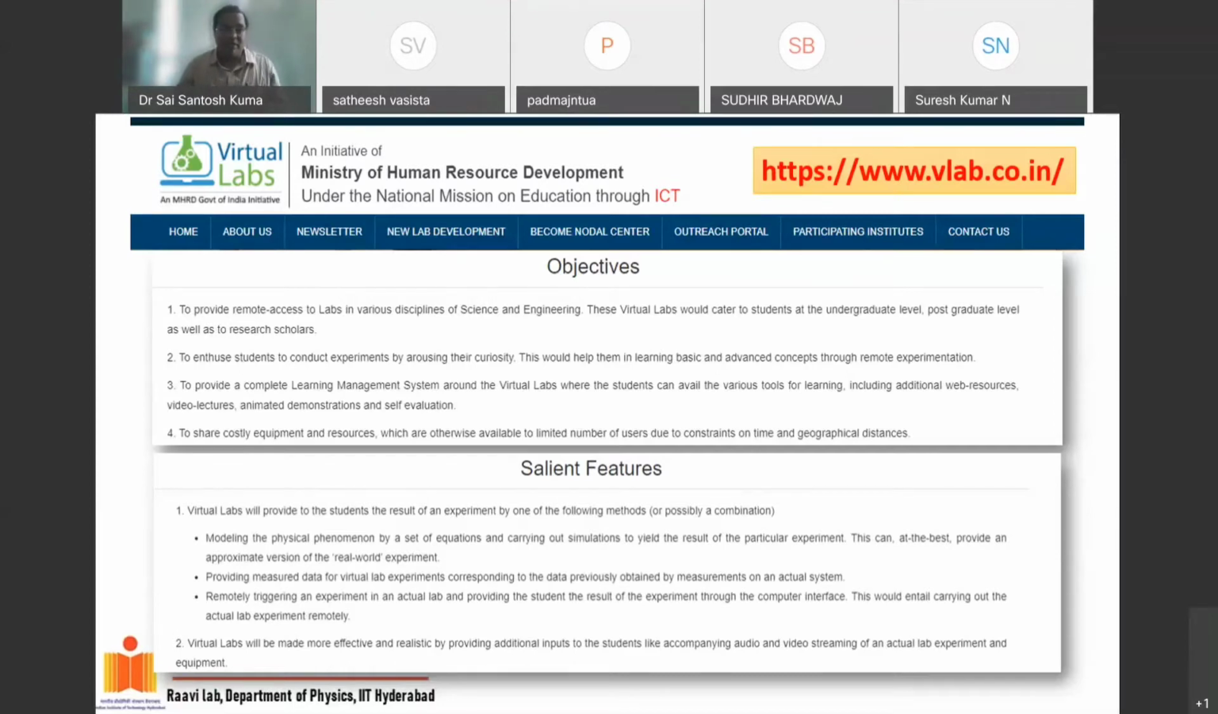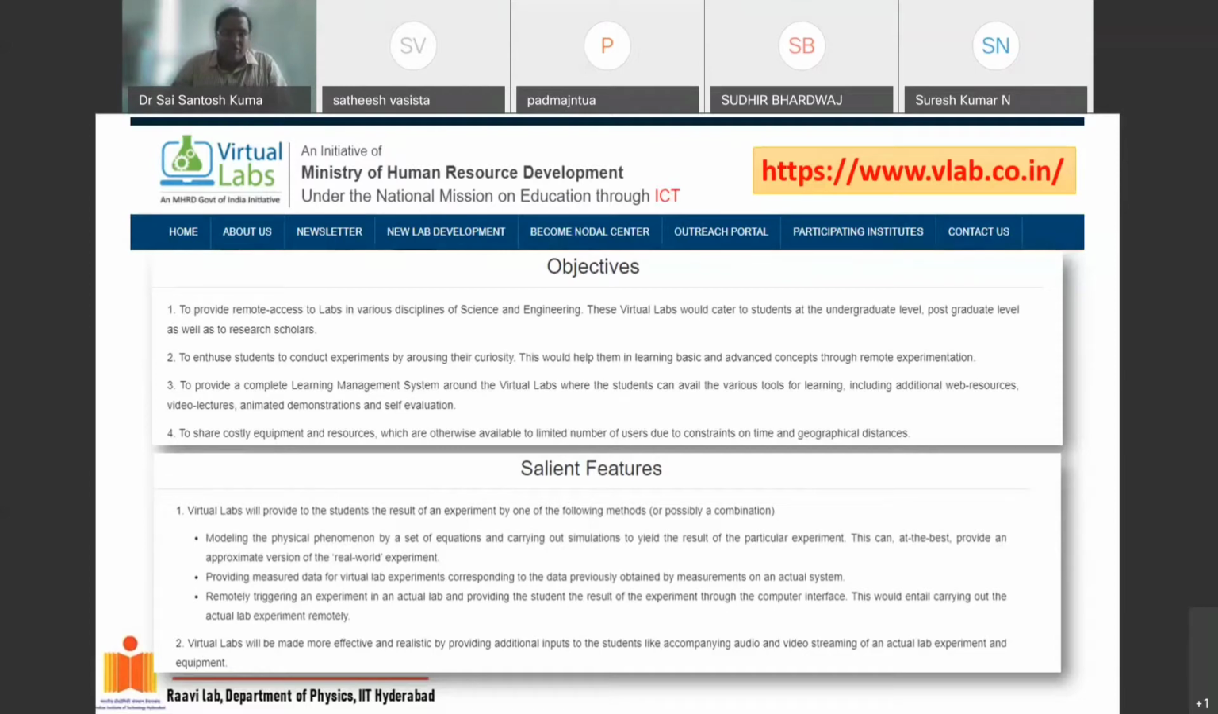And another point is one can also provide visual data to virtual experiments. It is a possibility which one is also doing, remotely triggering an experiment in actual lab setups. And importantly, virtual labs will be made more effective and realistic by providing additional inputs to the students, like accompanying audio and video streaming. So most of the features are already incorporated in the website.